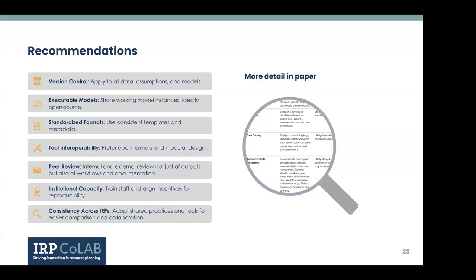But it seems to make sense to adopt shared practices and also to see where tools can be shared. Because shared tools means less maintenance for everybody. It means easier communication, comparability. So in the end, everybody wins. Again, there's more detail in the paper on each of these points, with more concrete steps to take and who should take them, which takes me to my conclusions.